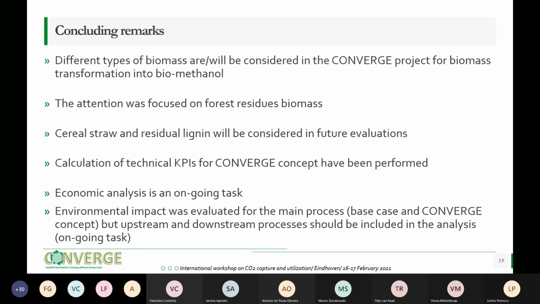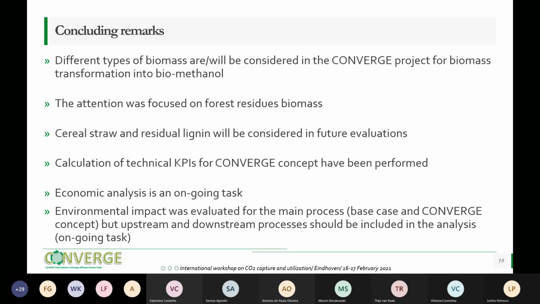Coming to the conclusion, I can say that different types of biomass are considered or will be considered in the near future in the Converge project. The attention was focused up to this moment on the forest residue biomass. The cereal straw and the residual lignin will be considered in future evaluation.